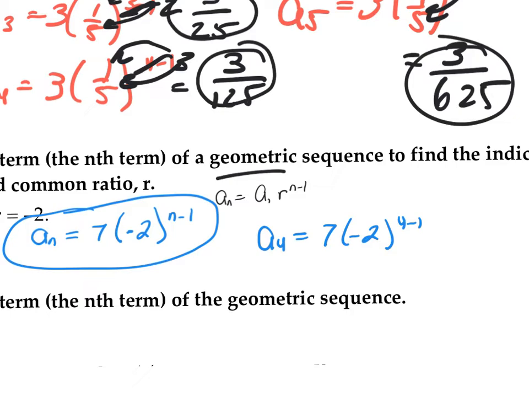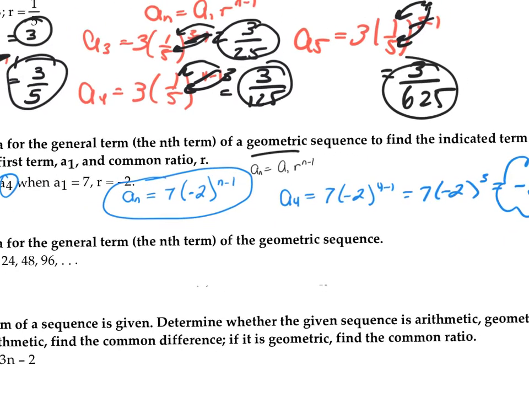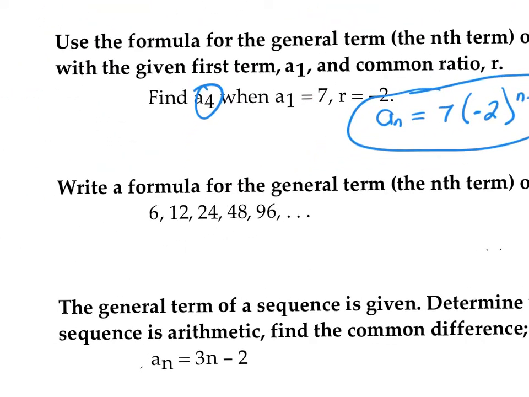You want to do the rest on your calculator? Feel free. What this looks like is really 7 times -2 to the 3rd power, because 4 minus 1. But you can do all that in your calculator if you put your parentheses in correctly. So -2 to the 3rd power, and I get -56. You with me? Yeah? Okay.